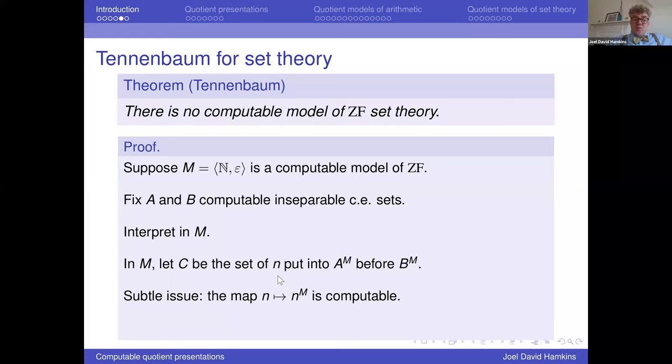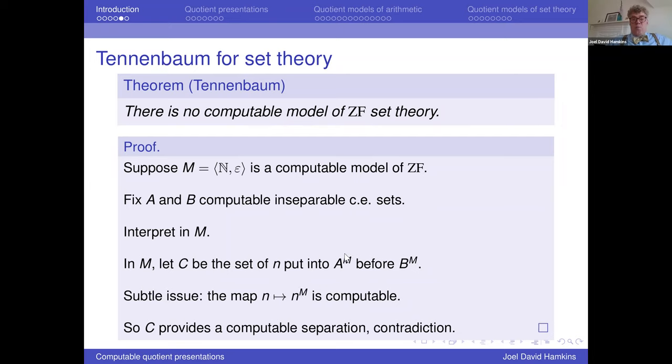So this map is computable. And now we can just ask whether the number n is in C or not. And that will be a computable separation of A and B. So again, that's a contradiction. And so there can't be any computable model of ZF set theory.